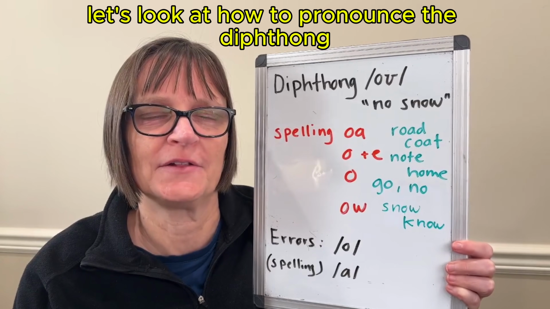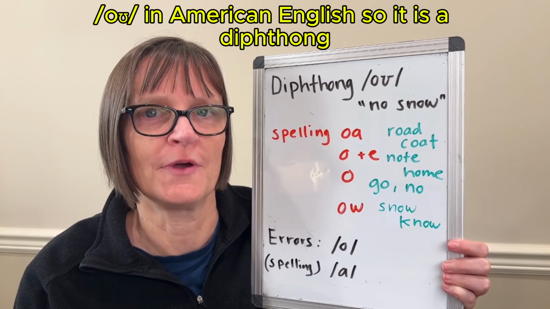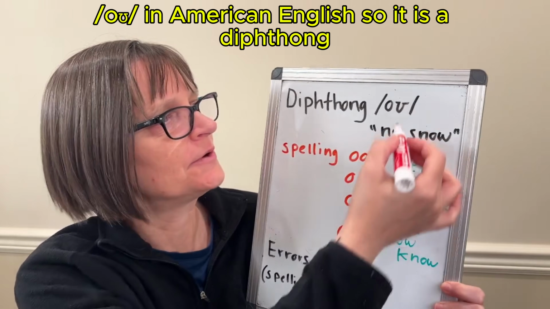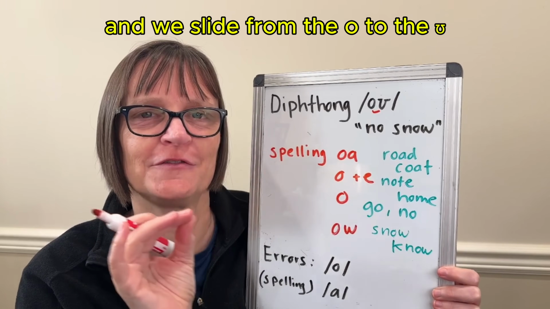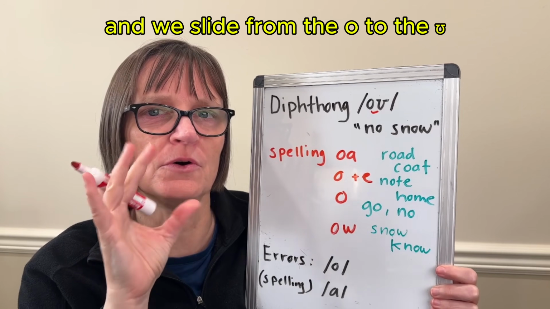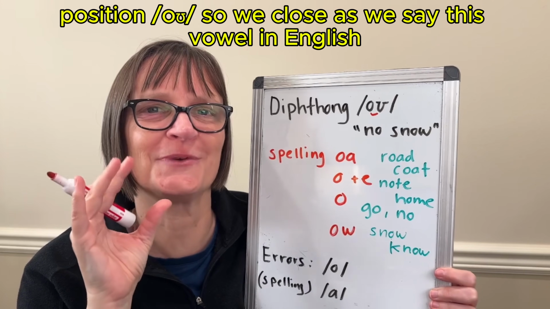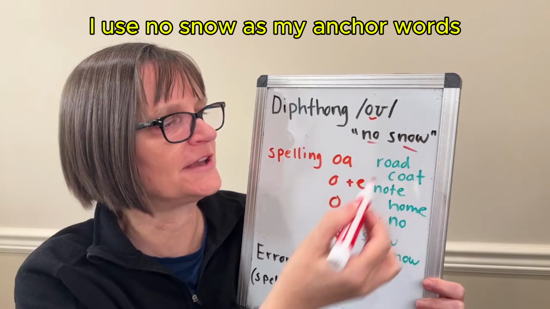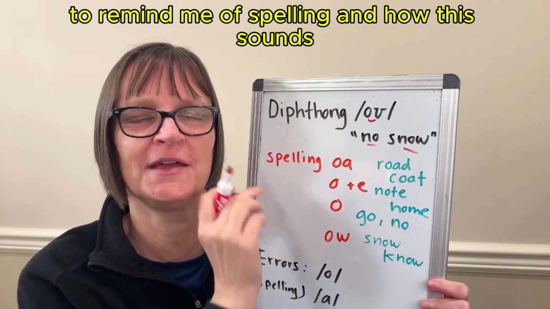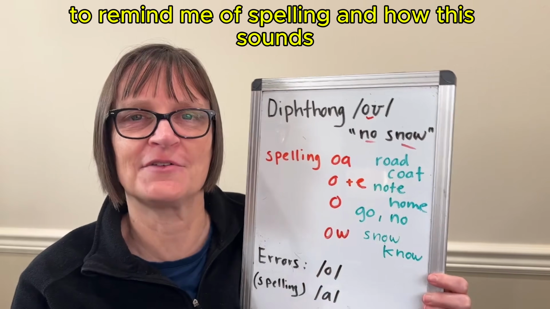Let's look at how to pronounce the diphthong O in American English. So it is a diphthong, meaning there's going to be two symbols there, and we slide from the O to the position, O, so we close as we say this vowel in English. I use "no" and "snow" as my anchor words to remind me of spelling and how this sounds.